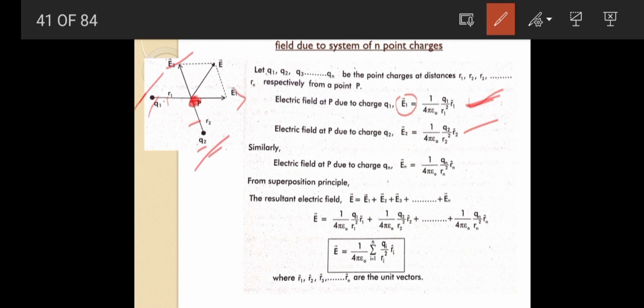Similarly, if you have another charge, for simplicity I have considered only 2 charges q1 and q2. In case while solving any other problems, if you have one more charge or n number of charges, you may have thousands of charges around this point P. So similarly for the nth charge, the electric field at point P due to the nth charge is given by this formula. Now, the superposition principle says the total electric field at a point P is equal to the electric field produced by the charges which are around this point. At this instant I have considered only 2 charges.